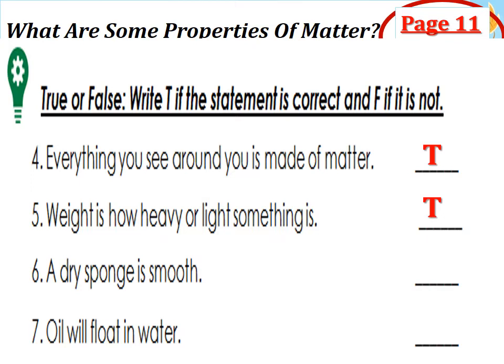Number 6. A dry sponge is smooth. How about the texture? Is it smooth? T or F? What is your answer? Alright, it's false because whenever you touch a dry sponge, it is rough. Excellent. And for our number 7, oil will float in water. Is it T or F? T. Very good. Great work, great students.